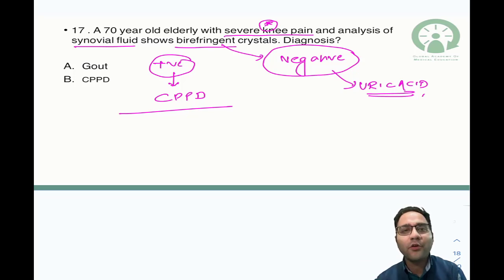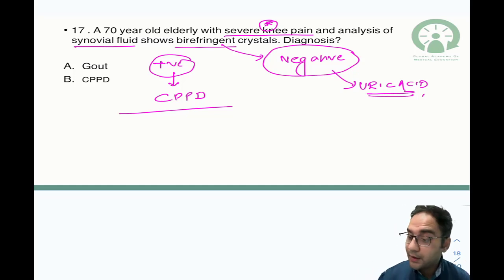Because we all know that the most common joint involved in gout is the first MTP joint, classically podagra. But you try to recollect what you got in your exam. If it was negative, then it is a sure shot case of gout. But if it is positive, then the answer would be pseudo-gout, that is CPPD, right?